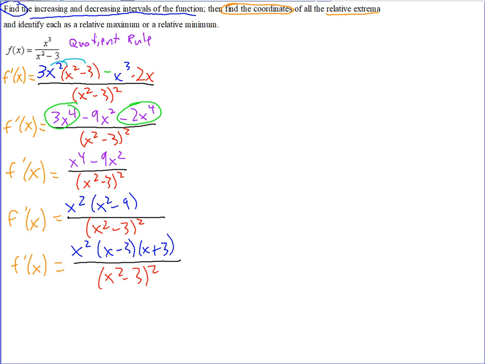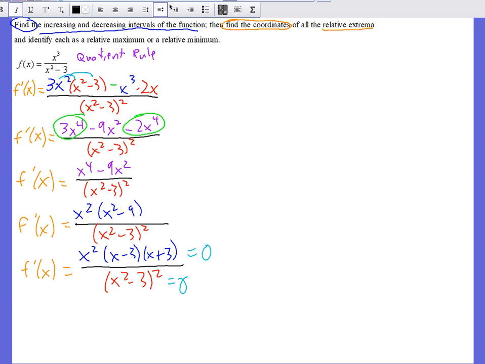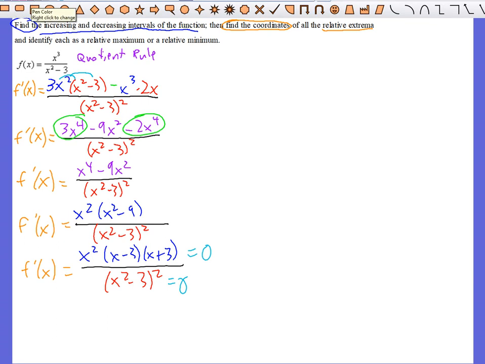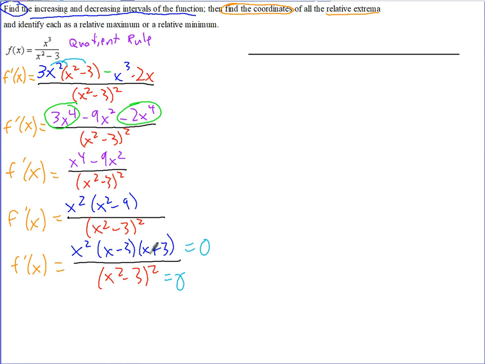And then we can put our critical numbers on the number line. Well, first let's find them by saying the numerator equals 0 and the denominator equals 0. So for the numerator, we've got 0, 3, and negative 3 that make the derivative, f prime of x, equal 0.